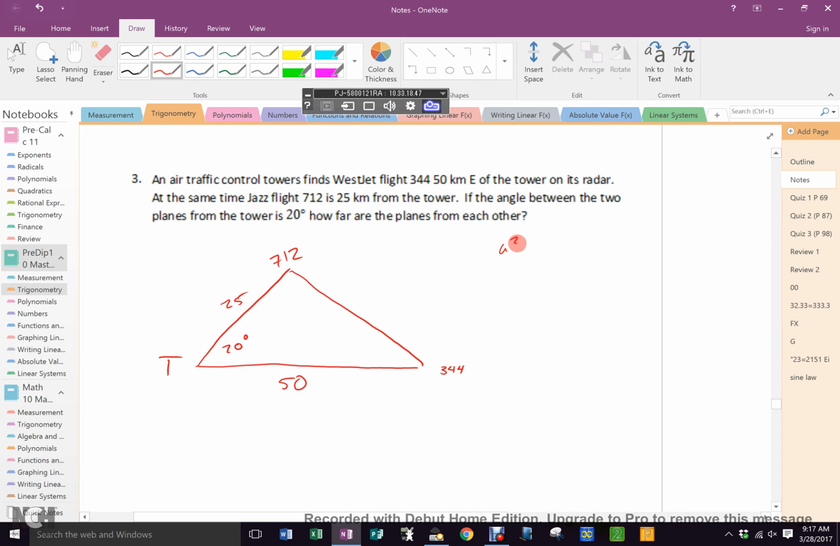I can go A squared equals B squared plus C squared minus 2BC cos A. If I use that one, then where is A? Big A. That's the tower. If I use C, then this becomes C. If I use B, then this is B. Does it matter? No. So I'm going to call this guy A, and I'm going to run this, yeah? That makes this little a, correct?